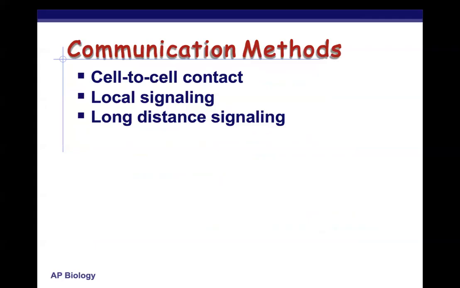Now, cells communicate really in three different ways. They might do it through direct contact, so cells right next to one another might communicate via receptors on their surface directly interacting with one another. They might interact in local communication, so cells in the same tissue type near each other, but not necessarily touching, can communicate. And then also signals might be sent a long distance from one part of the body, like your brain, to another part of your body, like the kidneys.